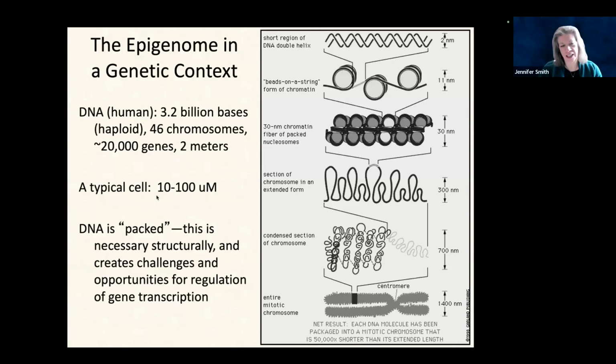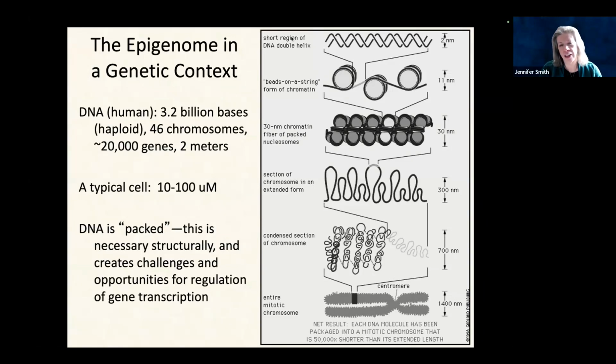And a typical cell is about 10 to 100 micrometers. And so you have a very, very long, very thin piece of DNA, and you're trying to pack it into this tiny little cell, right? And so the packing structure of the DNA is very complex and it's necessary structurally. It creates a lot of challenges, but it also creates a lot of opportunities for the DNA to come together in different ways to be regulated. And when we talk about regulation, we're talking about regulation of the expression of genes, right?